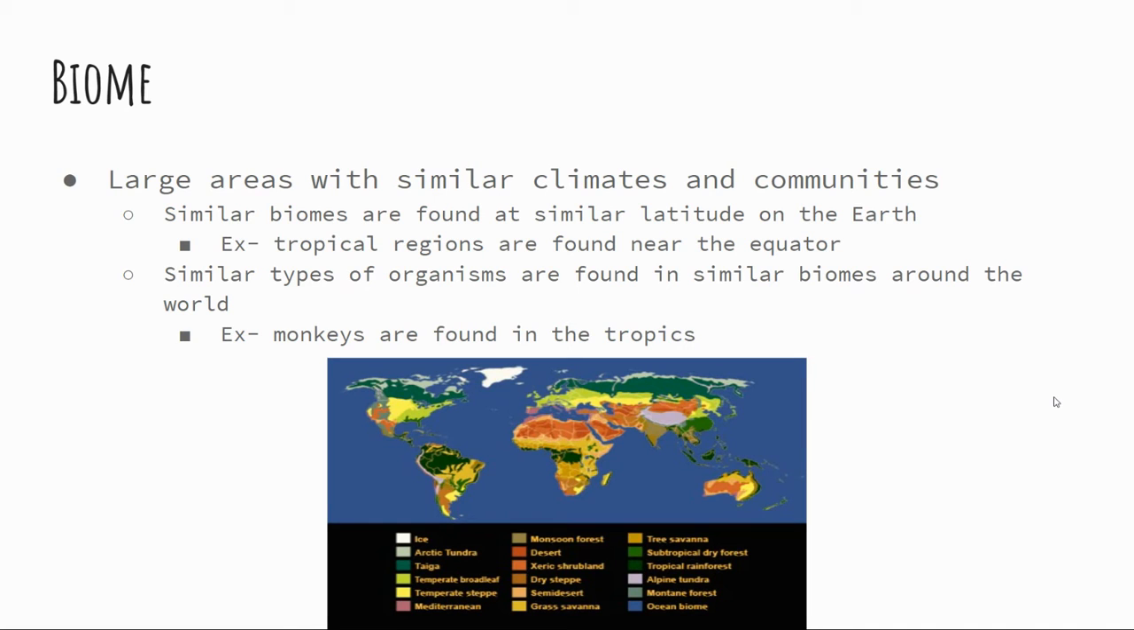Next step down is biomes, and you've had a lot of work with biomes previously, especially in middle school. And so biomes are going to be large areas with similar climates, weather patterns, and communities of organisms. So similar biomes are found at similar latitudes on Earth. For example, most of the Earth's deserts can be found along the same latitudinal line. Similar types of organisms are going to be found in these biomes simply because the climates are very similar. So the same type of organisms will inhabit these areas.